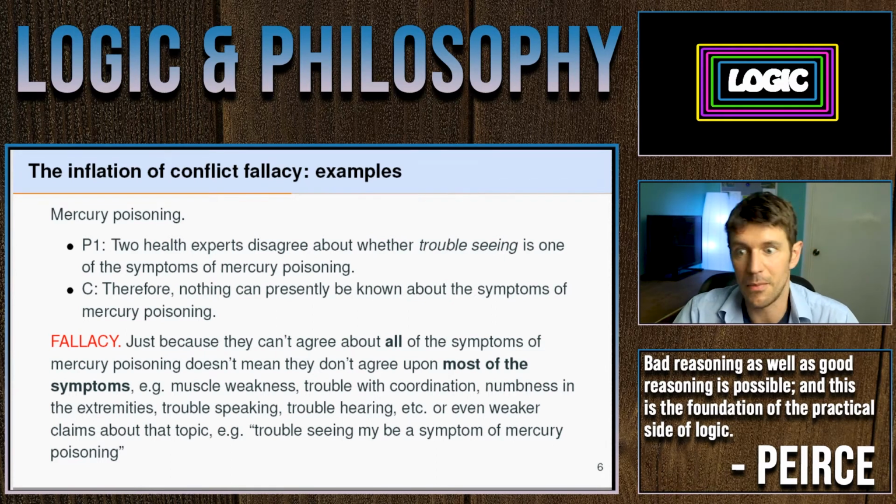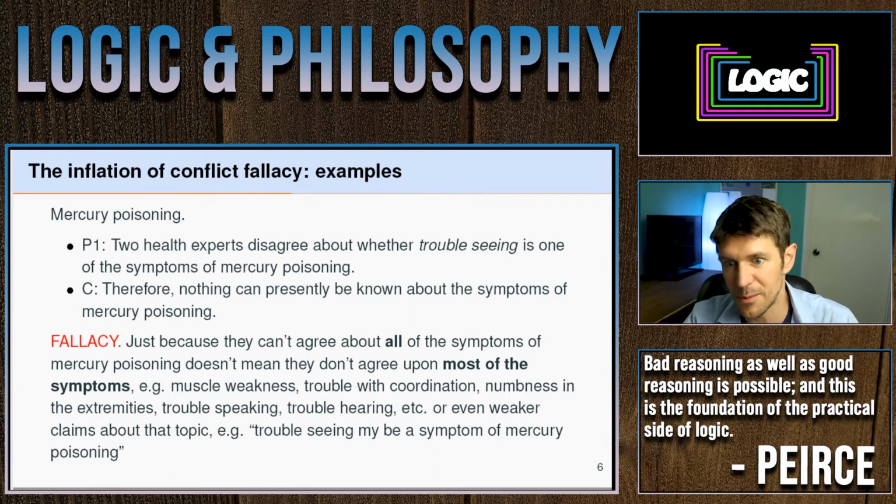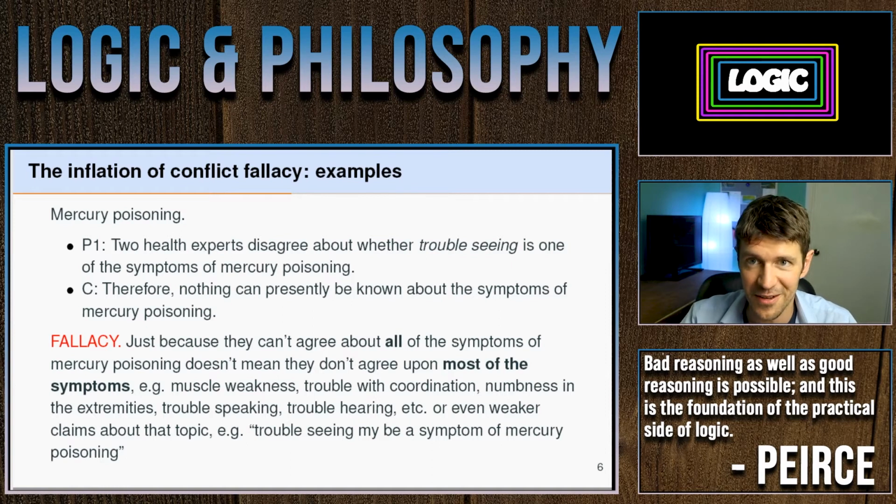So things like, they might say, muscle weakness, trouble with coordination, numbness in extremities, and so on and so forth. And they say, yes, everybody agrees that these are the common symptoms of mercury poisoning. And if you were to say this, you would be in the know. But we disagree. We're kind of hesitant about whether trouble seeing may be one of the symptoms.